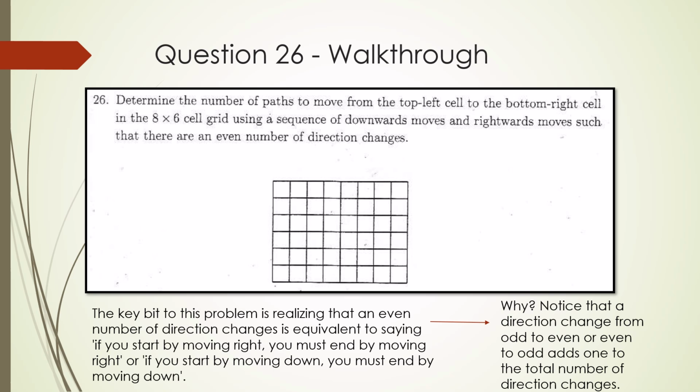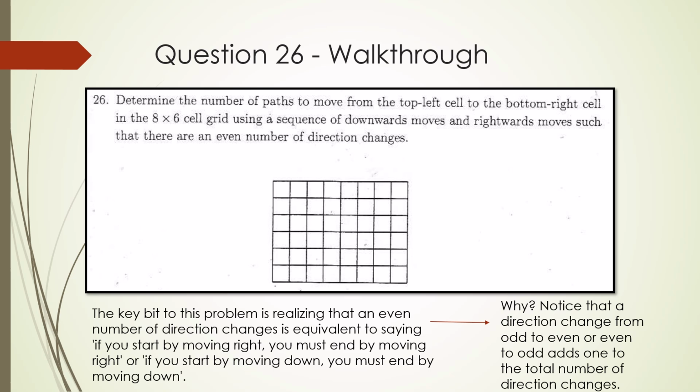The absolute key bit is realizing what they're asking when they say even number of direction changes. And that key bit is realizing that even number of direction changes is equivalent to saying if you move right originally, you must end by moving right. Or if you move down originally, you must end by moving down. Why is this the case?